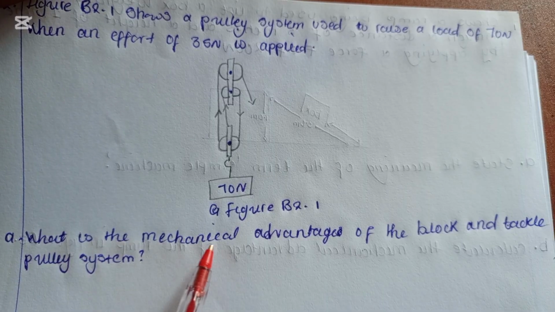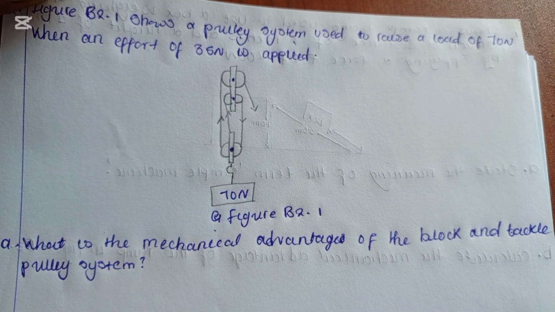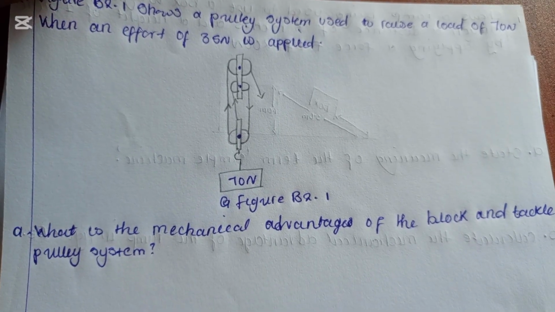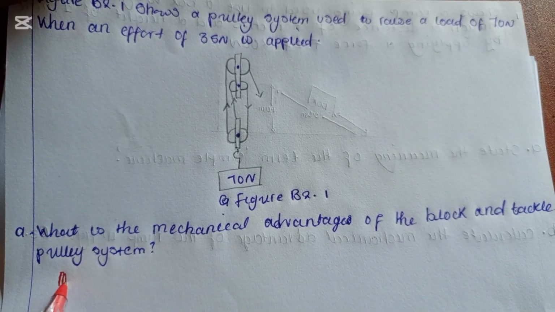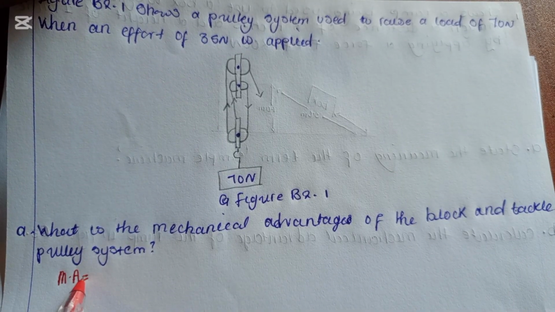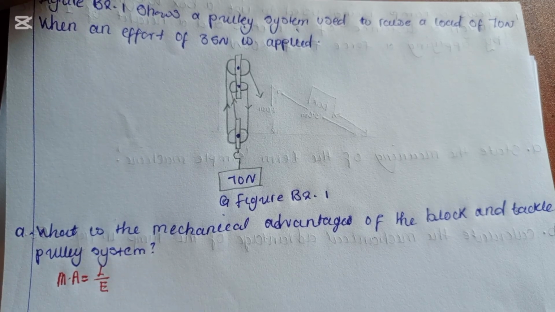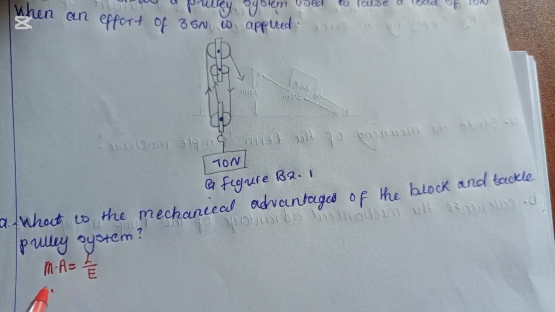what is the mechanical advantage of the block and tackle pulley system below or above? So we need to know the formula for mechanical advantage. So mechanical advantage is equal to load over effort. So this is the formula for mechanical advantage.